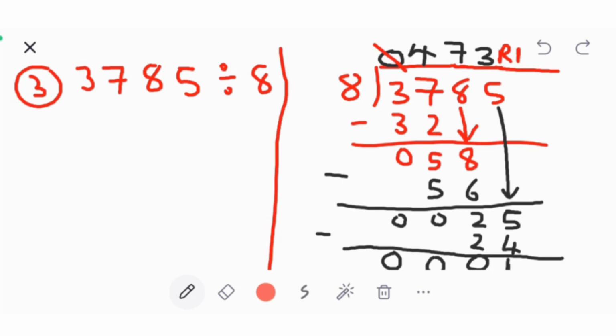In the next lesson, we are going to learn how to divide whole numbers with a one-digit divisor and with 0 in the quotient. Here we have come to the end of this video.